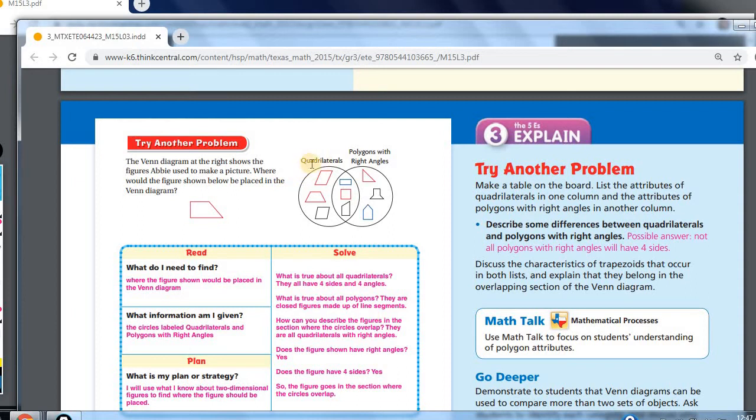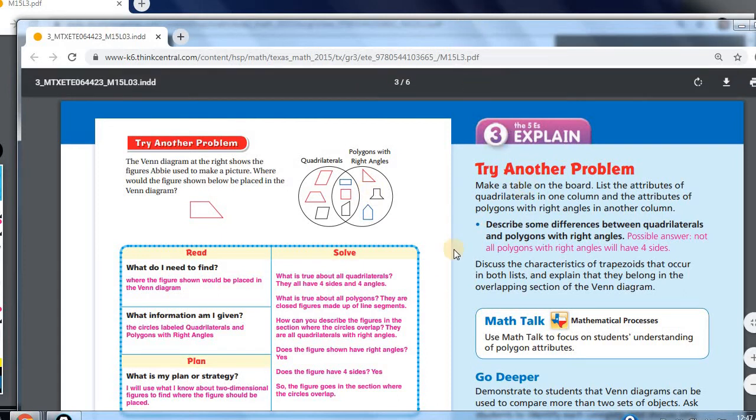We walk through what is true about quadrilaterals, you identify that. What is true about polygons? You identify that. Then you look at the ones in the middle and see if that figure has either the characteristics of the quadrilaterals or of the polygons with right angles.